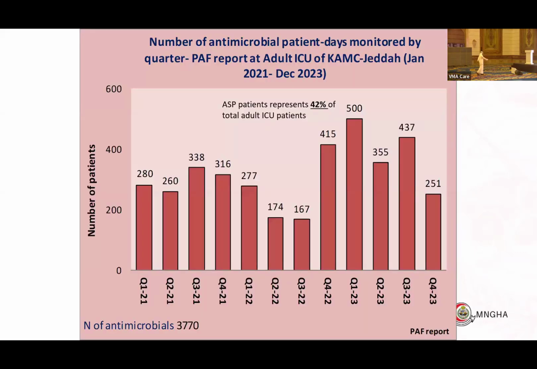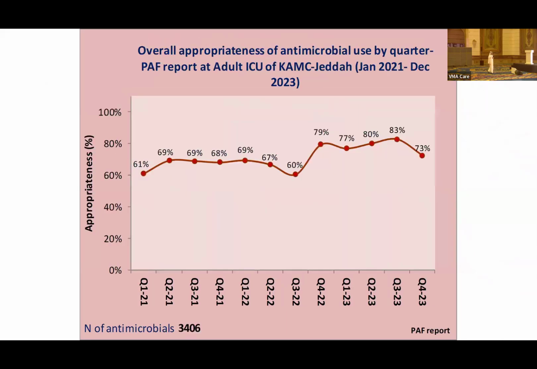Acceptance rate. This is an example of our data in National Guard. So the number of antimicrobial patient days monitored by quarter. We do it on a quarter basis in our hospital. So this is the overall appropriateness. In the beginning it was low, 61, then with good rounds we increased it to 79 to 83, but unfortunately in Q4 the appropriateness in our hospital dropped again. But there is also some issue with the data entry in this quarter.